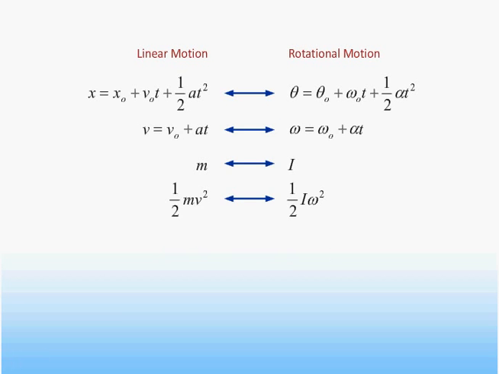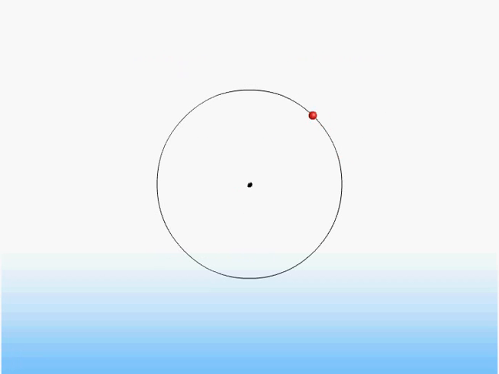So far in our study of rotations, we have made explicit connections to the kinematics of one-dimensional linear motion and the concept of mass. We will now use Newton's second law to develop the equation that describes the dynamics of rotations. Here we see a point mass constrained to move in a circle being acted upon by an arbitrary force F. We choose to use polar coordinates, r and theta, to describe this motion since r will be constant.